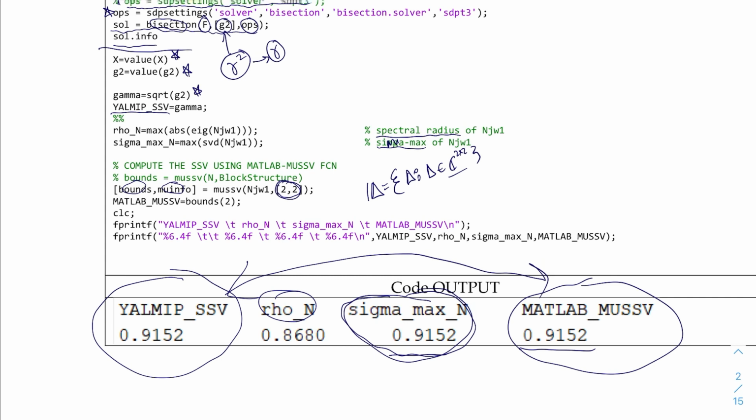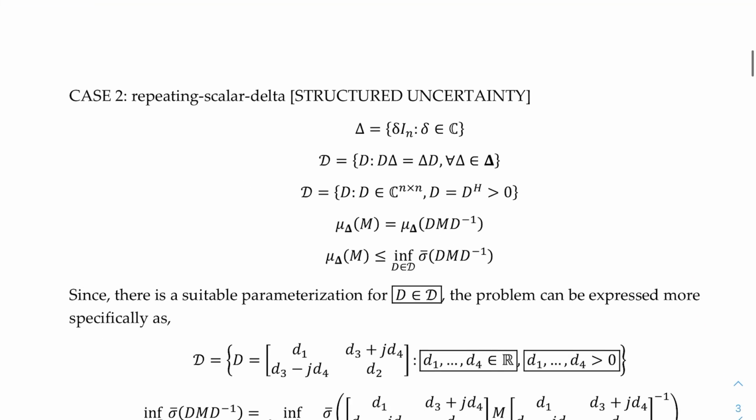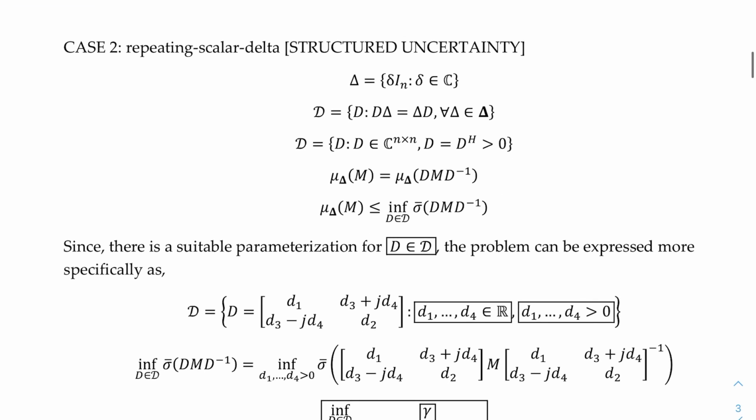Just now, the solution here is 0.9152 and 0.9152. And again, sigma max, these three are equal. That was the first problem, and now we are going to focus on the second problem.